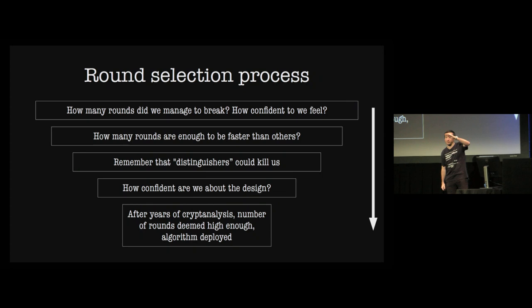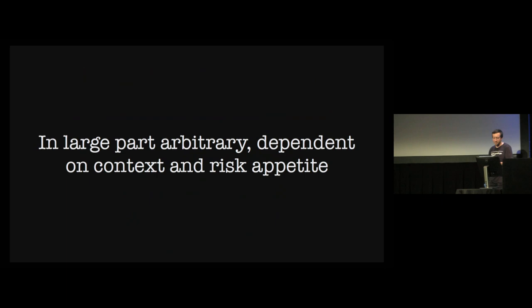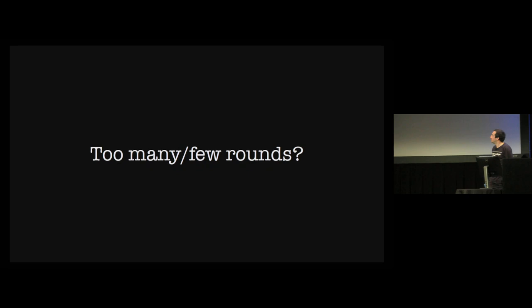But at the same time, we want to be relatively fast, faster than the others. And we want to avoid the submission being rejected because someone found a crazy boomerang zero-sum distinguisher. So it's not really scientific, it's not really rational, it doesn't make sense. It depends on the submitter's perspective. So the question: do we do too many or too few rounds?